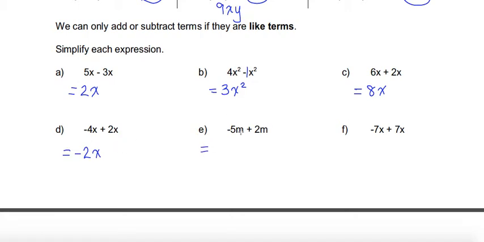Part E, these are like terms. They both have an m. Negative 5m plus 2m. Negative 5 plus 2 gives me negative 3m.